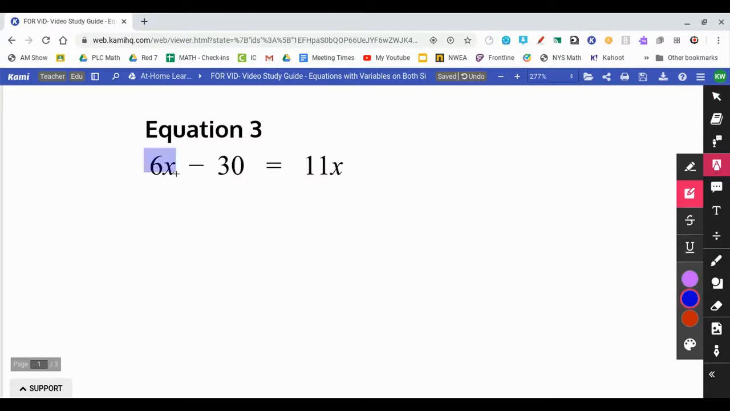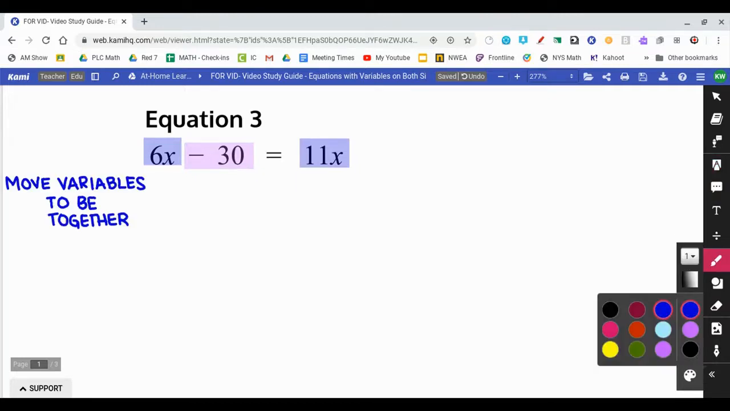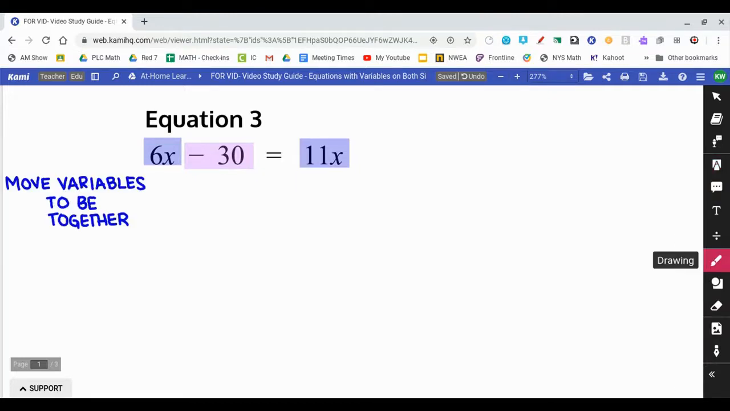Equation 3 says 6x minus 30 equals 11x. This is another example where the variables are not on the same side of the equal sign. In order to get them on the same side, I'm going to take the 6x and I'm going to move it over to be with the 11x. To move a positive 6x, you have to subtract 6x from both sides of the equation.